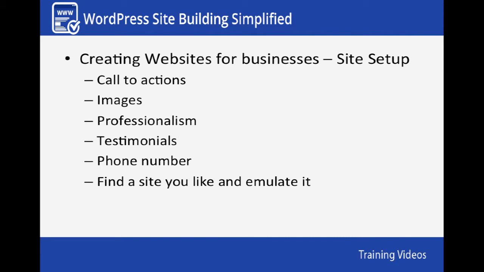So if you followed the instructions so far, you've registered a domain, you've set it up with your hosting, and you have also installed WordPress on it, so you have a barebone theme. And in order to turn this barebone theme into a site that is fit for a local business, you'll need these following things: call to actions, images, professionalism, testimonials, a phone number, and the most important thing is to find a site that you like and emulate it.